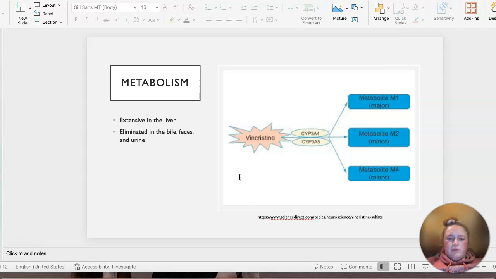And then we're going to briefly talk about the metabolism of this drug. It's very extensive in the liver, so you have this drug, and then these two enzymes are within the liver, and then it's broken down and eliminated in the bile, the feces, and the urine. It's not so much the urine, it's more the bile and the feces.